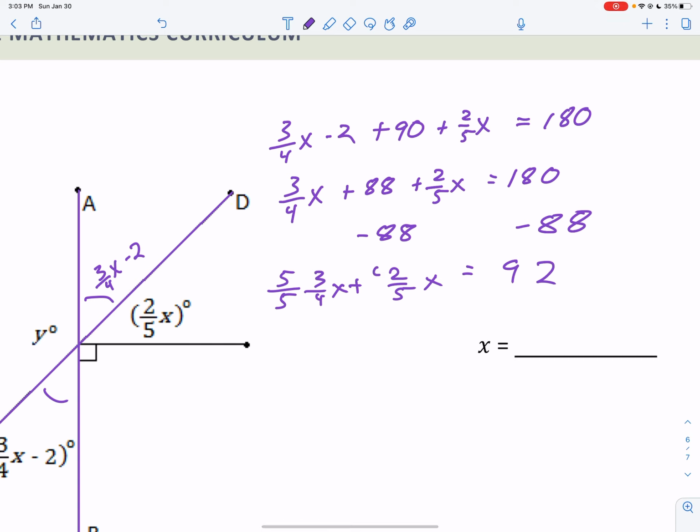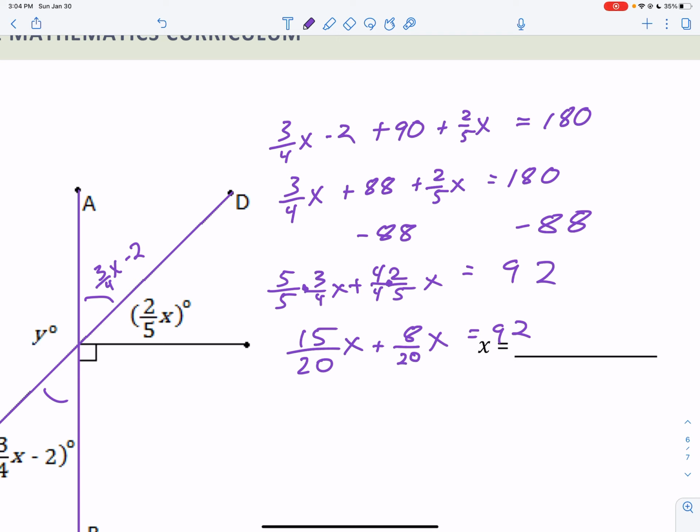So to get that denominator to be 20, I have to multiply the top and the bottom by 4 on both of these. So this is really 15 over 20. If you want to throw this into a calculator to confirm that 15 over 20 is the exact same thing as 3 over 4, you can. And this one is 8 over 20. So 15 over 20 plus x over 20.